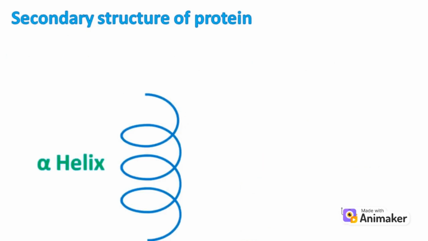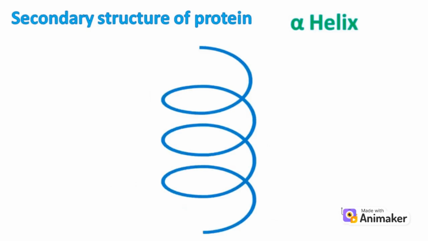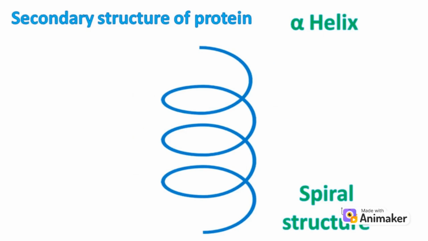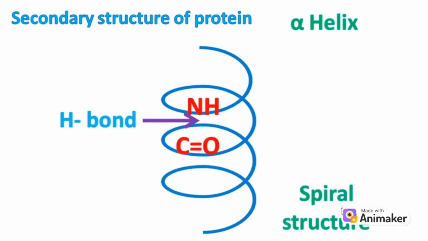Let us talk about the alpha helix. Alpha helix is the most common type of secondary structure of protein, and this structure attains a spiral shape, such that the side chains of the amino acids remain outwards. The alpha helix is stabilized by hydrogen bonding. This hydrogen bond is formed between the hydrogen of nitrogen and the oxygen attached to the carbon.